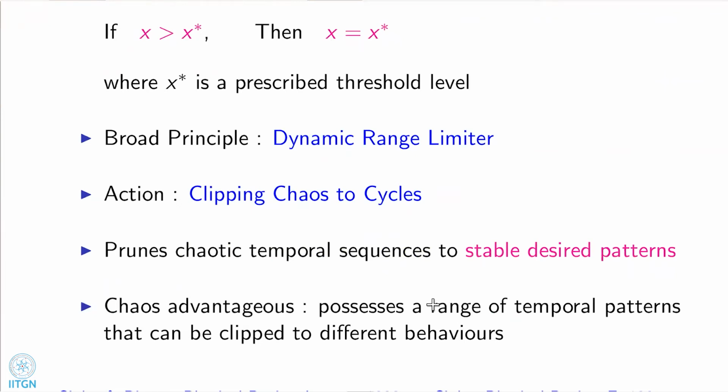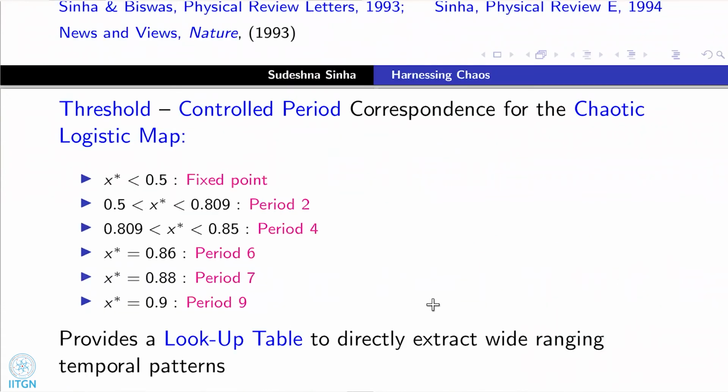The point is that in chaos, you have all these sequences naturally. So if you can clip them or prune them in a stable fashion, then I can use all kinds of sequences. So it has all this stuff which I can exploit. If it didn't have the temporal sequences, of course, I'm working with much less. So that is the idea.